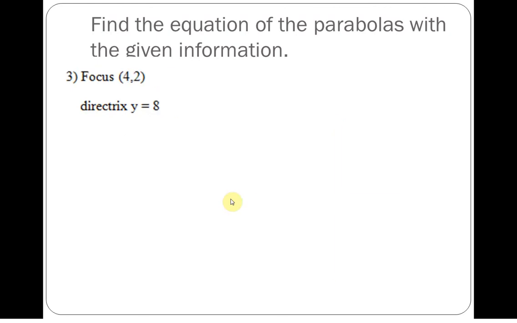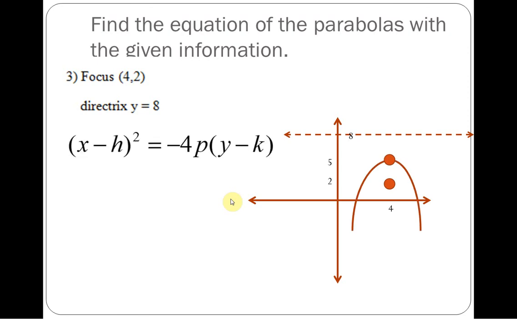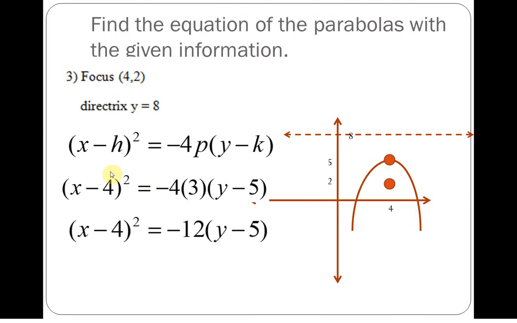Okay, a few more. We're going to go a little bit faster because hopefully you're getting how this works. Focus is at 4, 2. Directrix is at y equals 8. Going down. Find your vertex in the middle. The distance between 2 and 8 is 6. 6 divided by 2 is 3, so your p-value is 3. So then 5 to 2, 5 to 8, whichever way you want to look at that. X squared because it's going down. Negative 4p because it's going down. Clean it up.